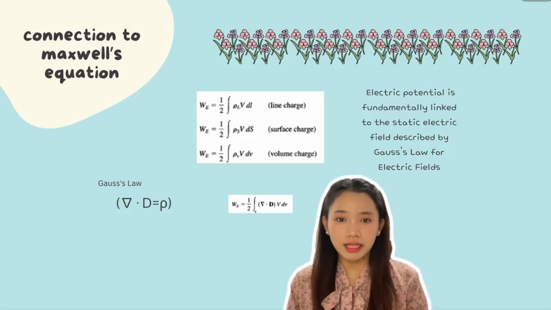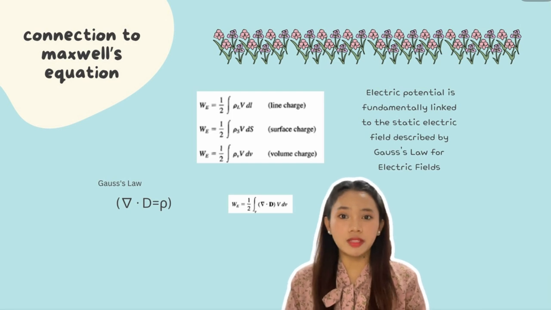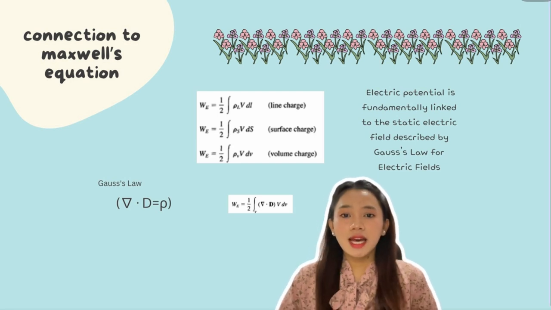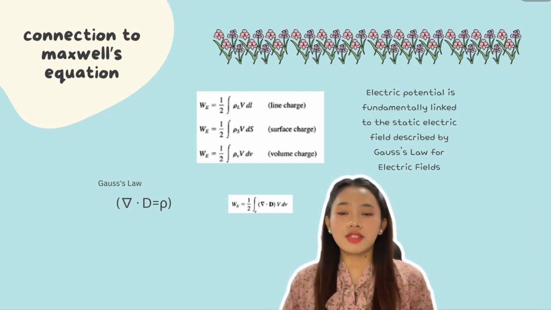Electric potential directly relates to the Maxwell equation, specifically Gauss's law in differential form. Del operator dot D equals rho connects the electric fields and the charge density.